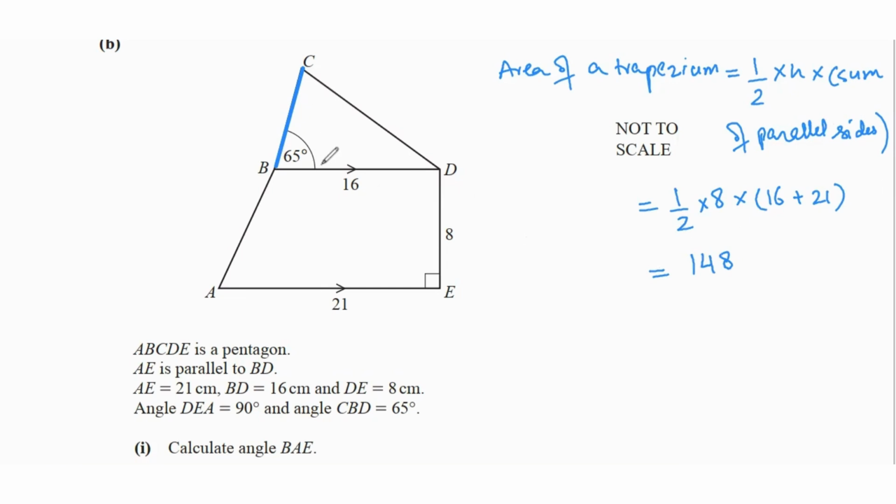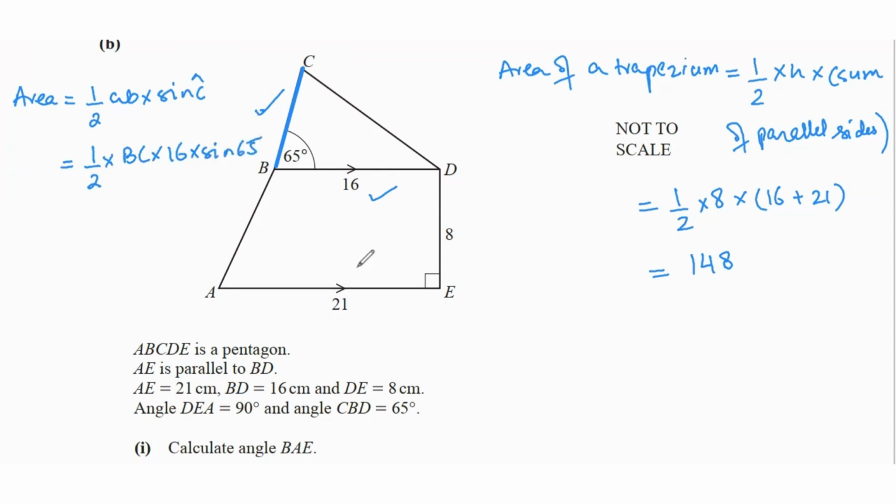Now for the triangle, it's a non-right angle triangle. For a non-right angle triangle, the formula for area that we use is 1 over 2 times a times b times sine of angle C. This is our angle, and we need the two sides around the angle, which is basically this and this. We already have this, we have to find BC. It's going to be 1 over 2 times BC times 16 times sine of 65.